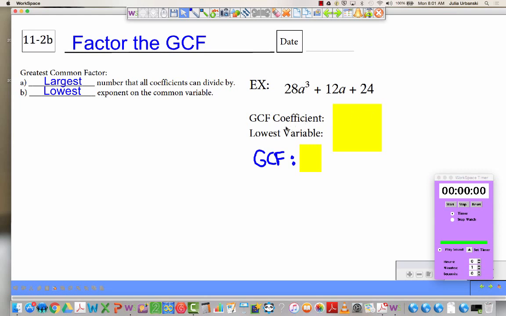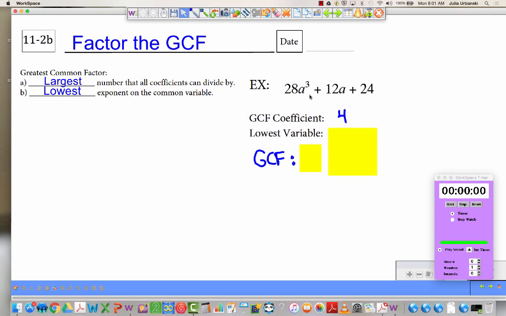So the GCF of the coefficients, you've got 28, 12, and 24. What's the biggest number that can go into all three of those? 6. All right, go a little smaller. 4. Good. 28 can divide by 4, 12 can divide by 4, and 24 can divide by 4. 2 is also a common factor, but 4 is the greatest one. You want the biggest one.